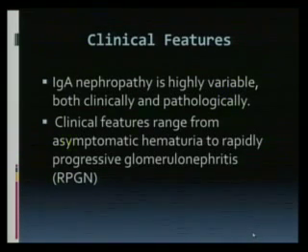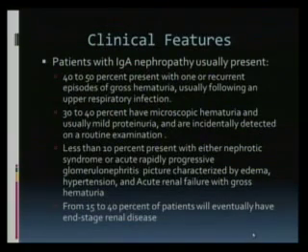The clinical features are usually variable, ranging from asymptomatic hematuria to rapidly progressive GN. You can have a patient who is asymptomatic with some blood in the urine that resolves with time, and they do okay. Then you have others who progress really fast, and some may even go into end-stage renal disease. So you have to follow these patients pretty closely.